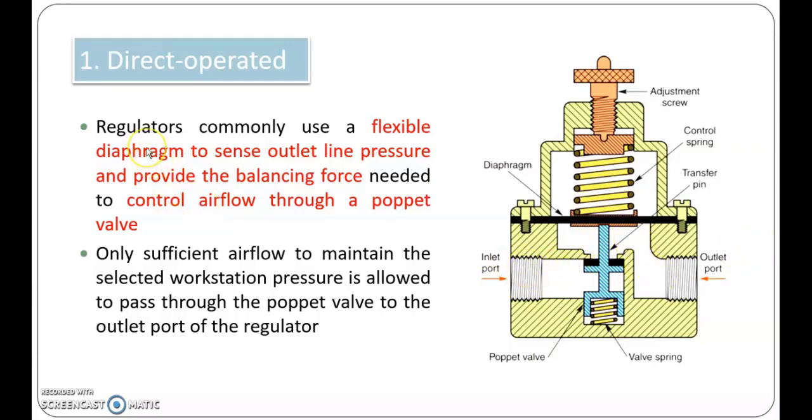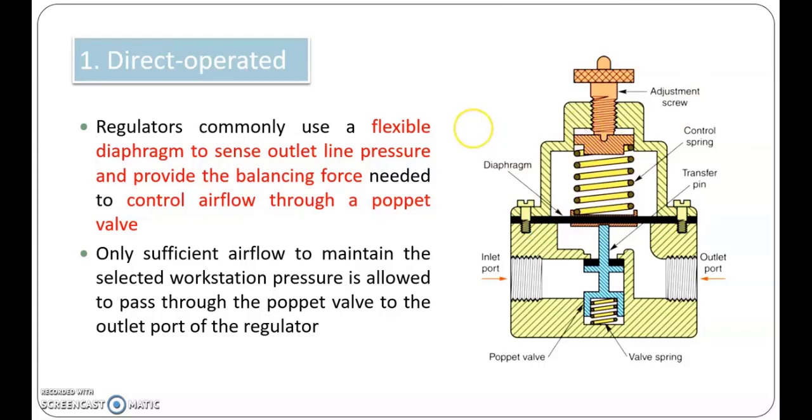Okay. So regulators commonly use the flexible diaphragm to sense outlet line pressure and provide the balancing force. So this one lah, the diaphragm. Needed to control the airflow through the poppet valve. Okay. Only the sufficient airflow to maintain the selected pressure is allowed to pass through the poppet valve to the outlet port of the regulator. So hanya the sufficient je yang akan allow masuk. So this one akan sensing. Okay, berapa banyak yang nak, kita akan control dekat adjustment. This is for the direct operated.